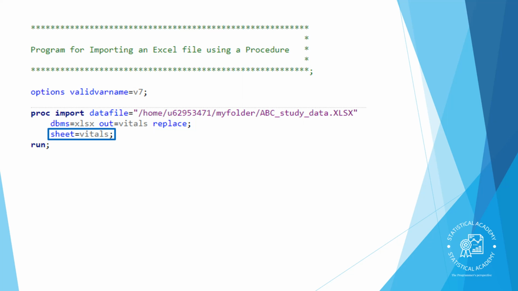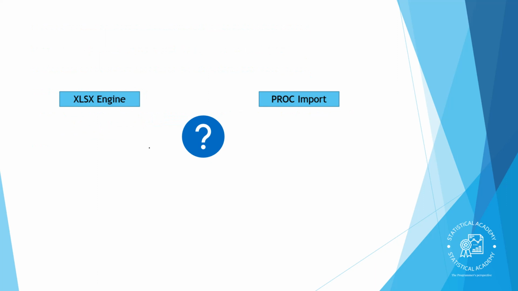And by default, it reads the first worksheet. In our case, we wanted to read vitals. So you can use the SHEET equal to option to tell SAS which worksheet you want to read from the workbook.